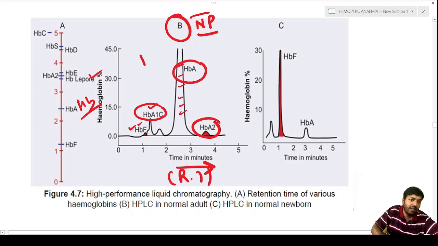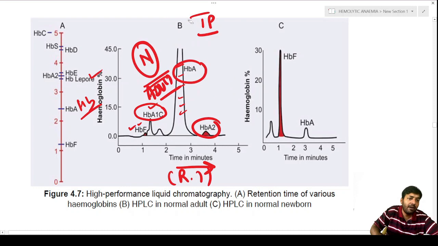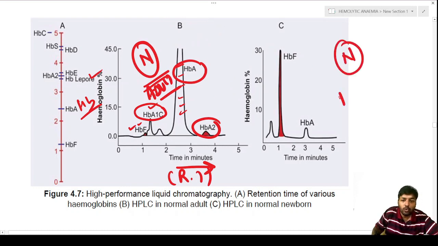So this, the number one, is the normal adult. This is the normal adult HPLC graph, somewhat like this. This graph may be asked to you in the exam. Now this is again a normal newborn graph. This is a normal newborn graph.